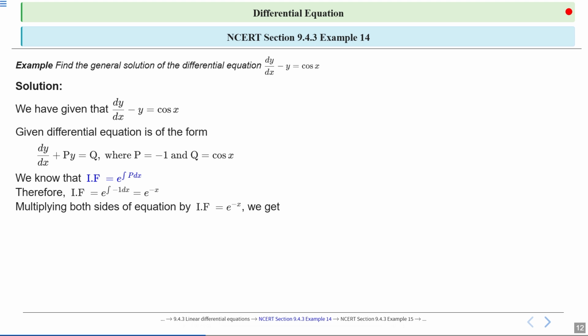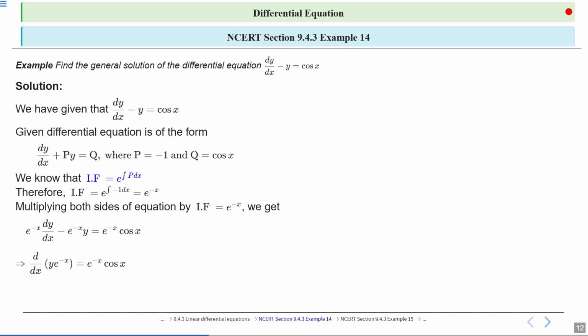Now multiply both sides of the equation by the integrating factor, that is e to the power minus x. We get e to the power minus x dy by dx minus e to the power minus x y is equal to e to the power minus x cos x. We can directly apply the formula to find the general solution, but we do this step so that we can understand how we get that formula.